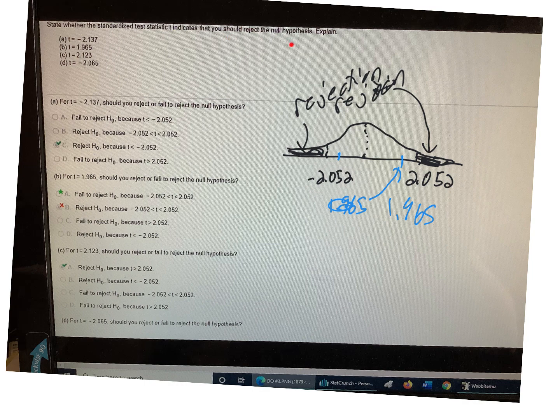Picture, we are missing the top part of this, but I think it's a two-tailed test that looks like this.